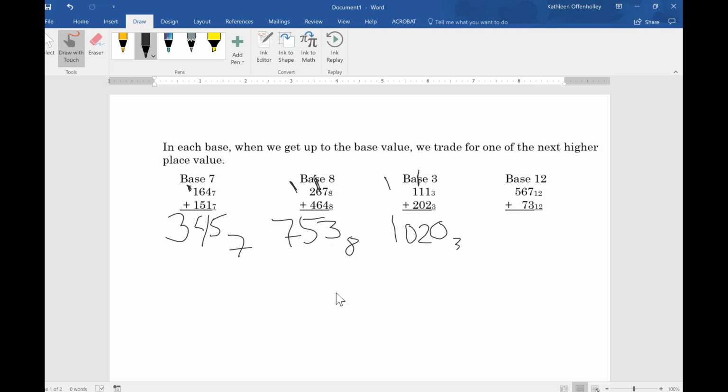And that's our fourth place value over. And so now we have 1, 0, 2, 0 with a little 3 in base 3. And now let's try base 12.